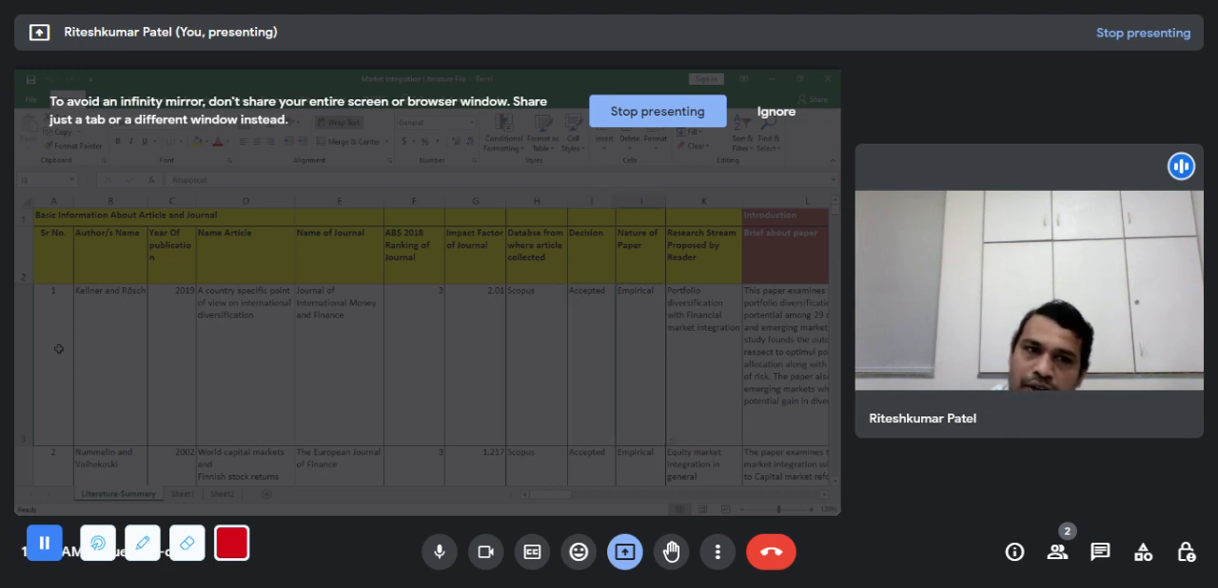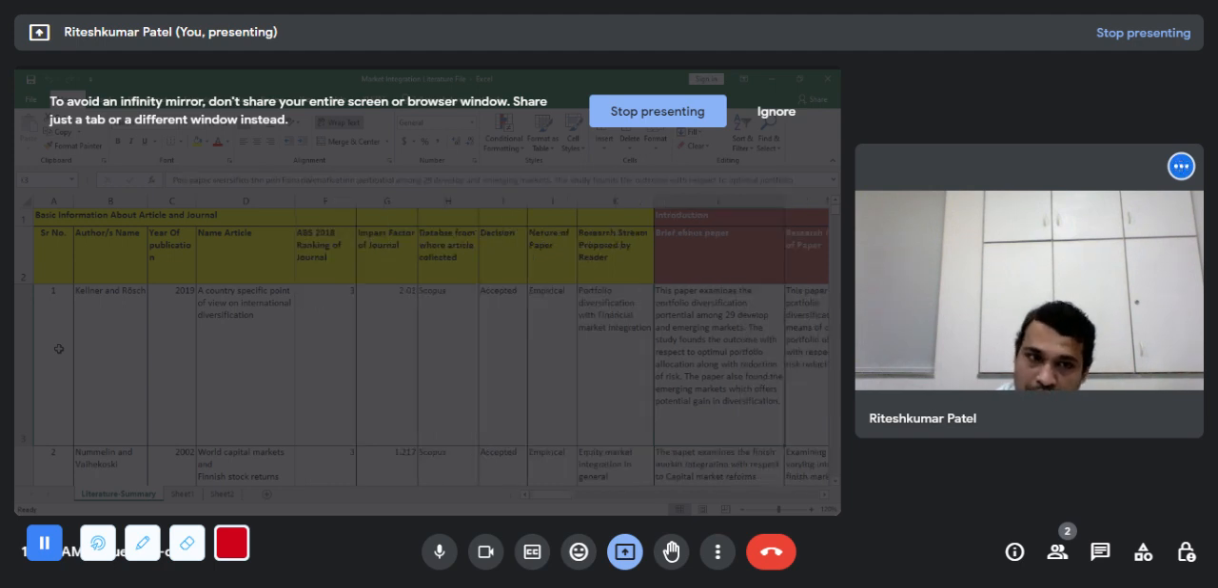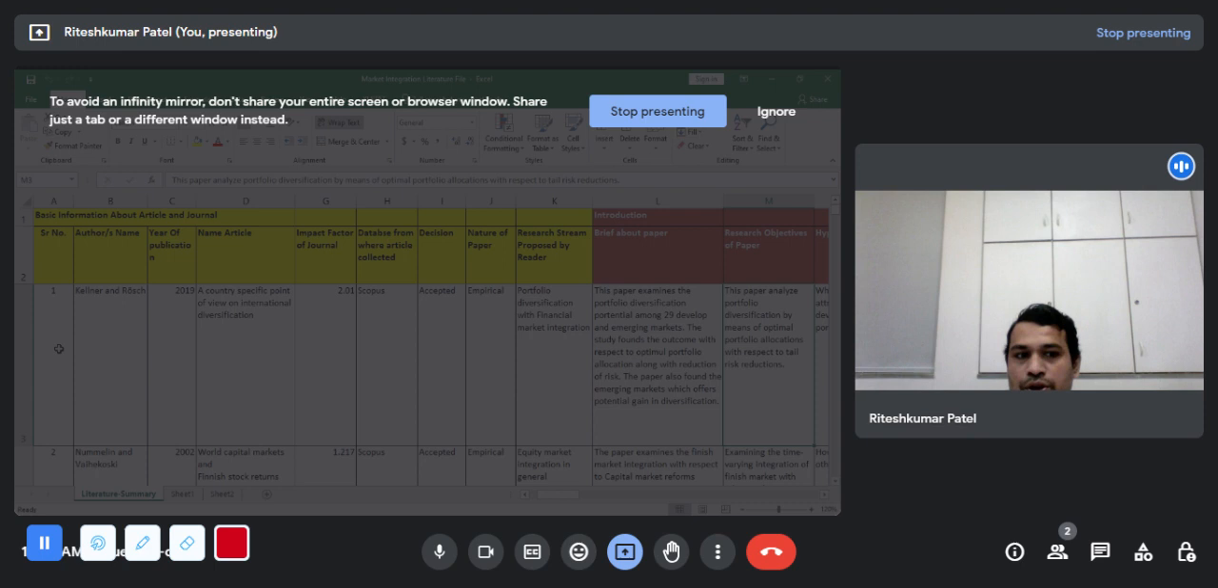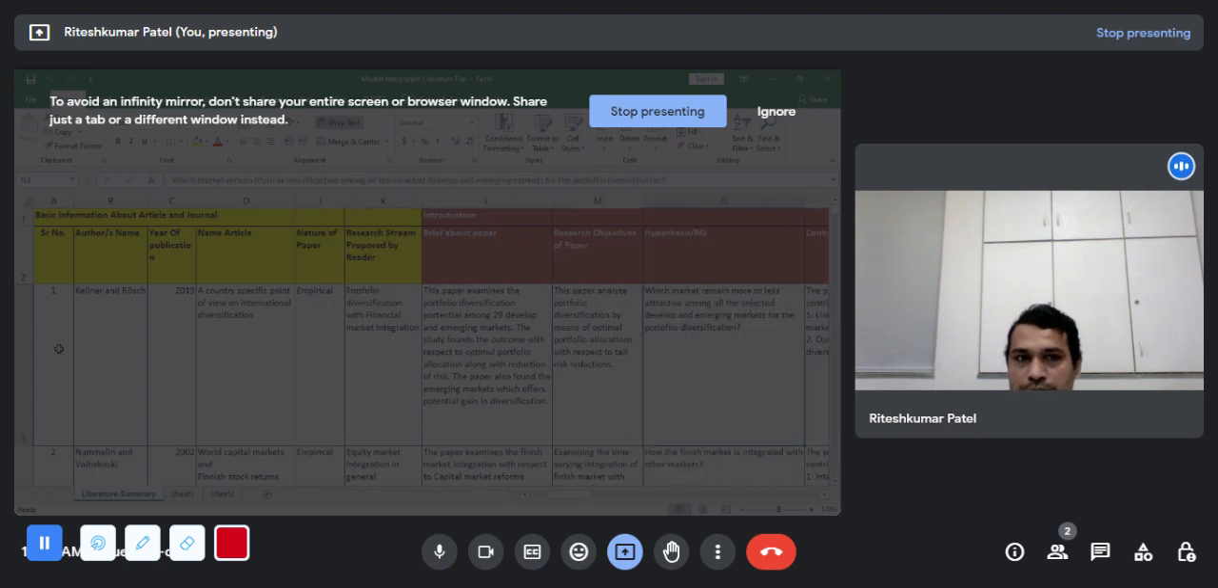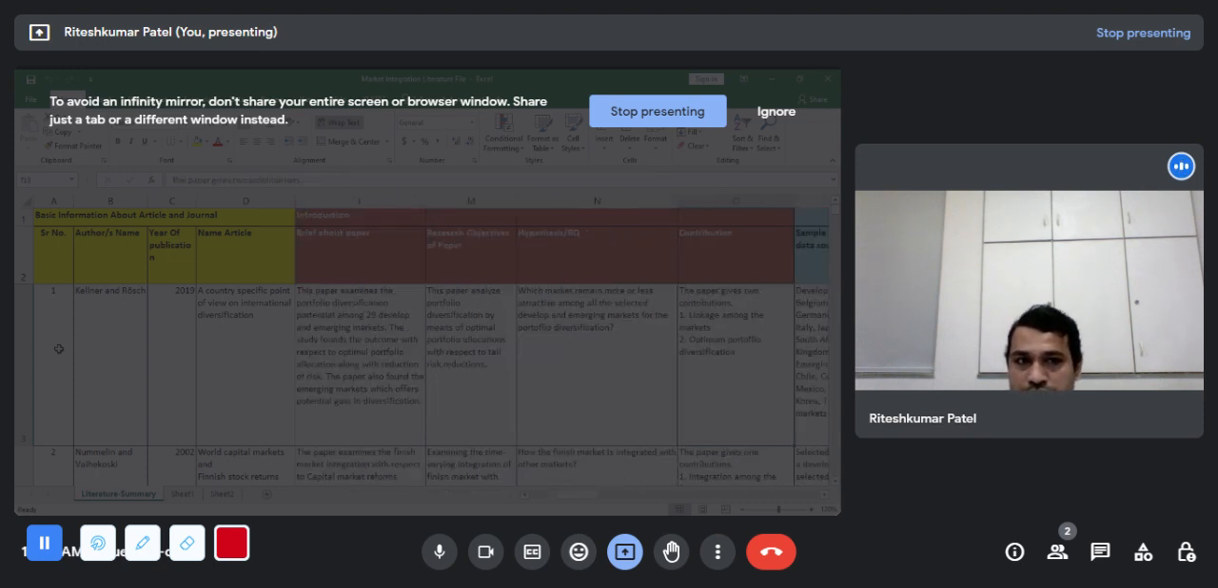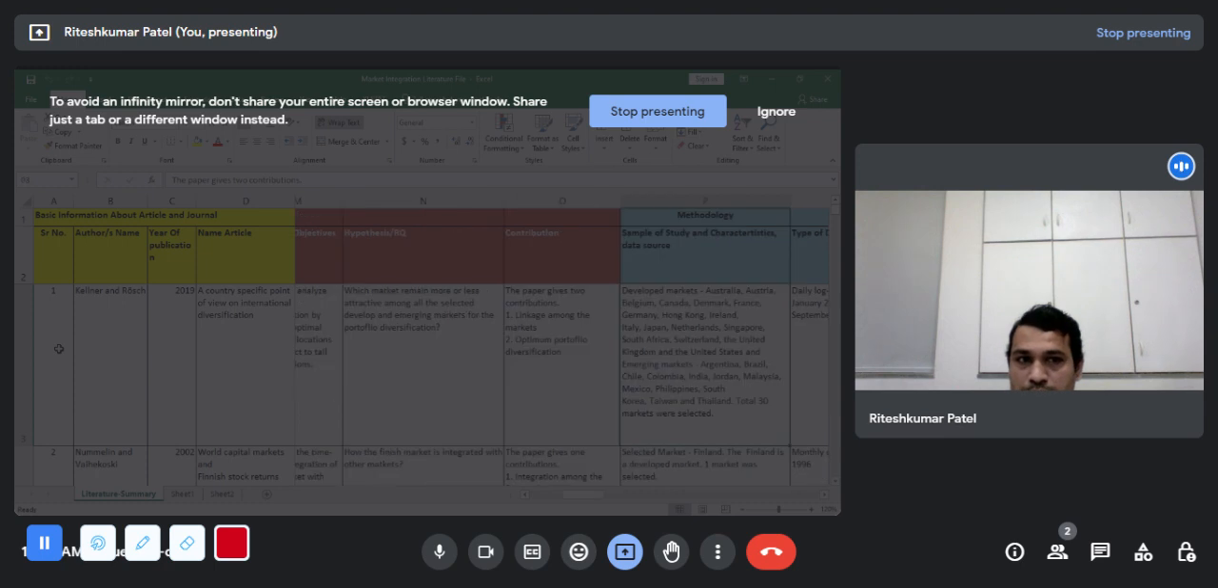Then empirical in nature, the research stream. When you perform the co-citation analysis, you'll be able to identify the research stream. Then brief about the paper. So this gives an idea of what this paper is all about. Then you need to talk about the research objectives of the paper. Then the research hypothesis. Then the contribution of this paper.